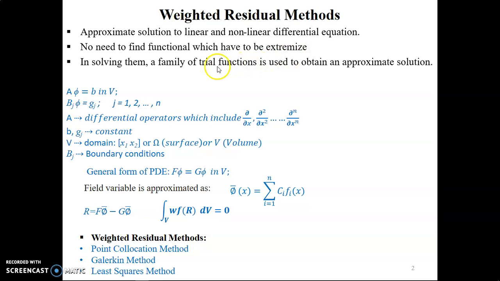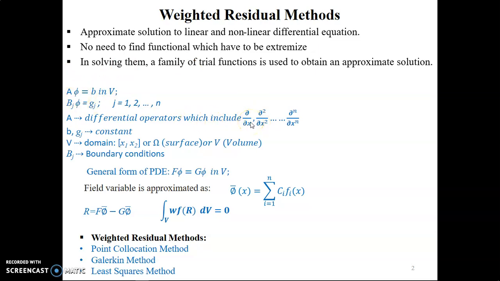So in this weighted residual method, we will be using a family of trial functions to obtain the approximate solution of a particular problem. Any mechanical, or you can say engineering, phenomenon is generally expressed in the form of partial differential equations defined over a particular domain. So this is the standard format of defining a partial differential equation. Here phi is the field variable, A is the set of differential operators that will be acting on the primary variables.